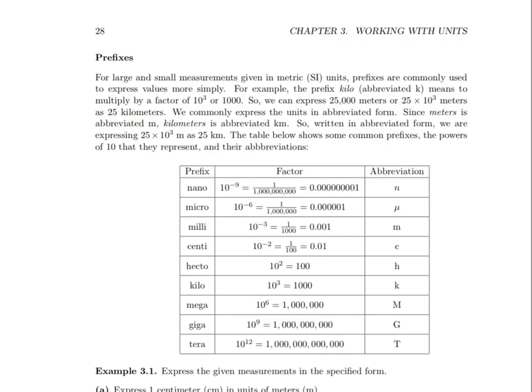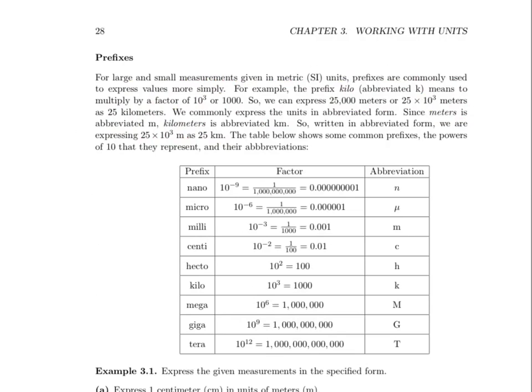We frequently express units in abbreviated form. Since meters is abbreviated with M and kilo is abbreviated with K, we would abbreviate kilometers with km. So, in abbreviated form, we're expressing 25 times 10 cubed meters as 25 kilometers. The table below shows other common prefixes, the powers of 10 that they represent, as well as their abbreviations.